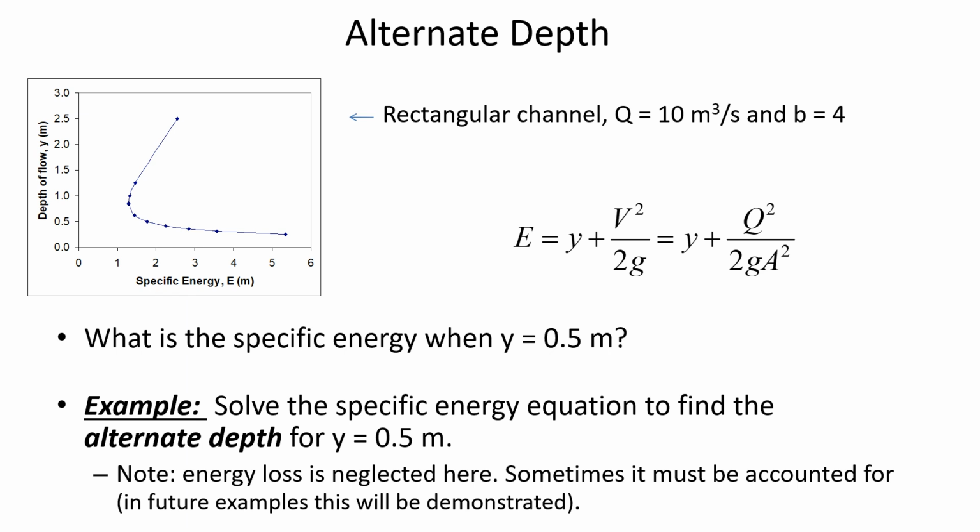And just because it may be useful to illustrate, let's calculate E for that known depth. So E is the depth y, 1.66 meters, plus q squared, which is 100, divided by 2g, and then the area is 4 by 1.66, and we're squaring that. All right, so let's find out how much specific energy there is, just to double check that truly that depth gives us the same amount of specific energy as when the depth was 0.5.